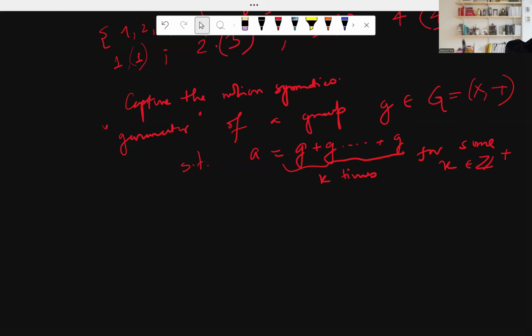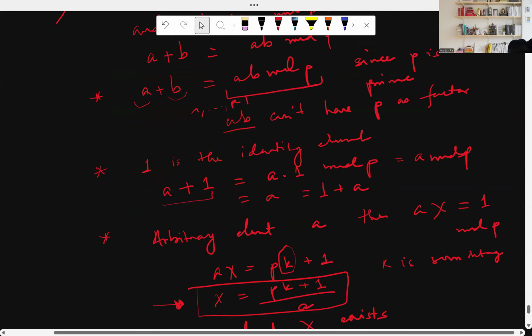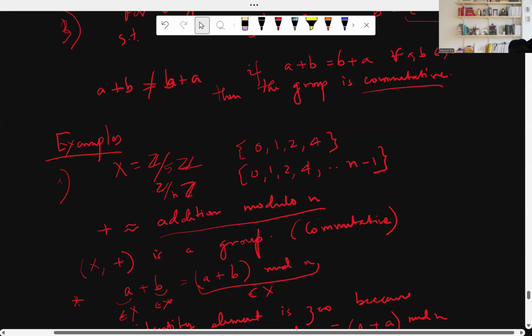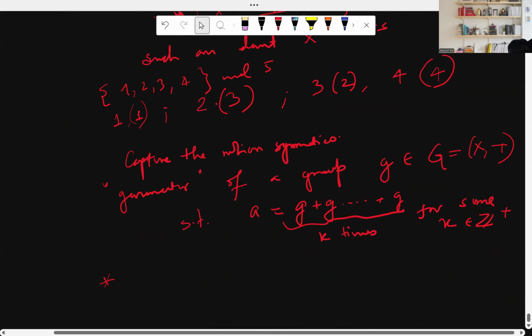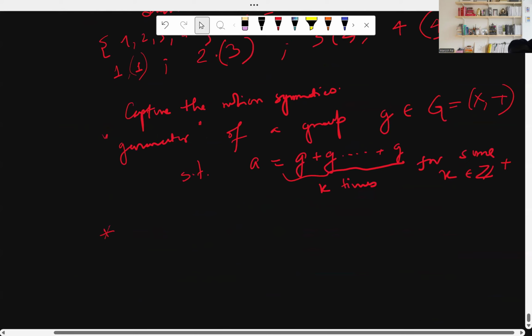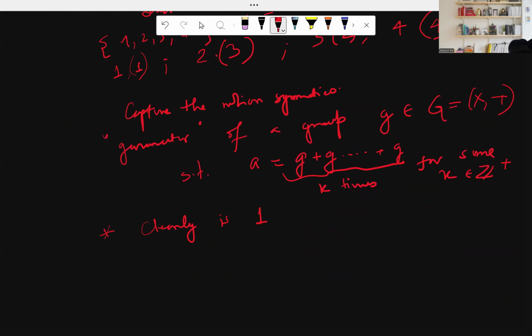and we can verify that every group can be generated by a particular number. So for example, if we take the first example, in this example, what will be the generator? Clearly the generator is 1, because any number can be written as an addition of ones.